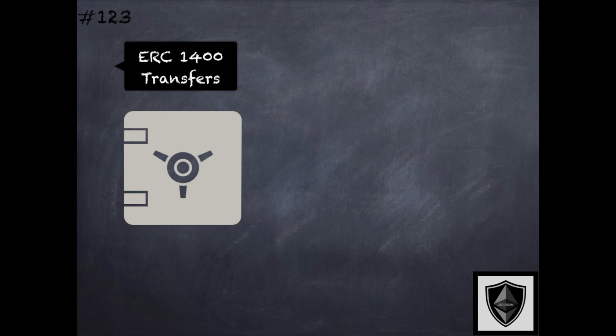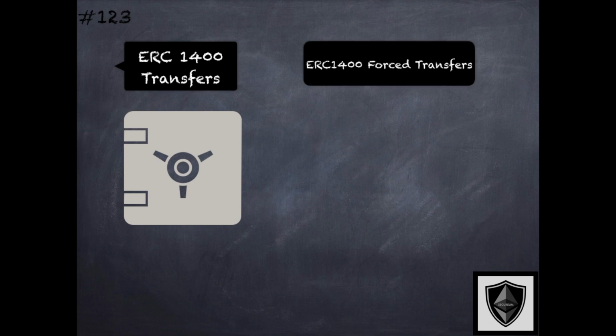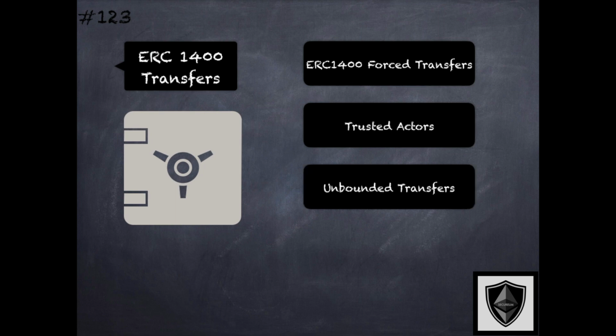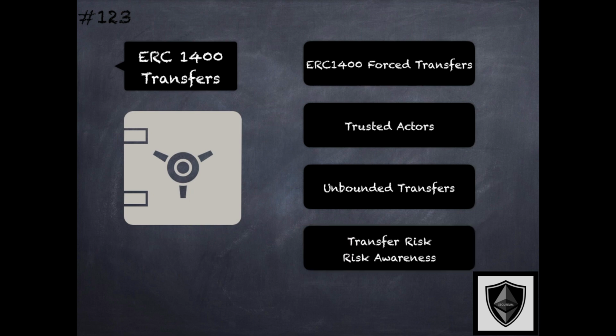Related to the notion of permissioned addresses, ERC 1400 also introduced the concept of forced transfers, where there are trusted actors within the context of the standard that can perform unbounded transfers. So these trusted actors can transfer funds, arbitrary amount of funds, to whichever addresses that they choose. And this introduces a transfer risk that needs to be kept in mind when dealing with such tokens.